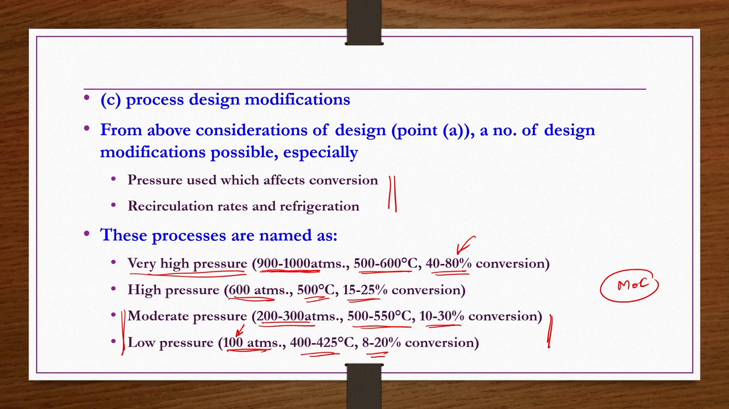Very few plants operate at very high pressures, though the conversion is very high, because safety is also important, not only the conversion and production. Working near high pressure reactors is always dangerous. Any small leakage may lead to disastrous effects. So that's the reason it is better to select the pressure according to requirements from the safety point of view as well.